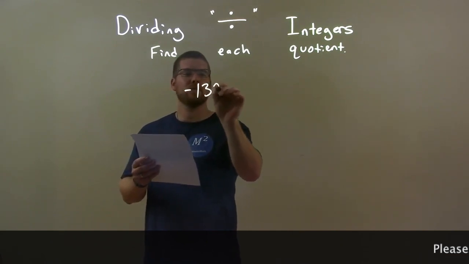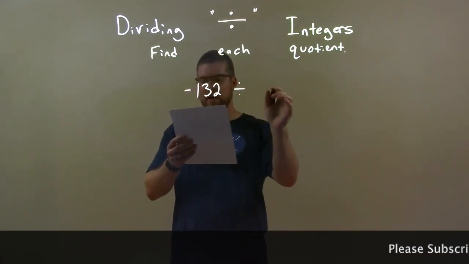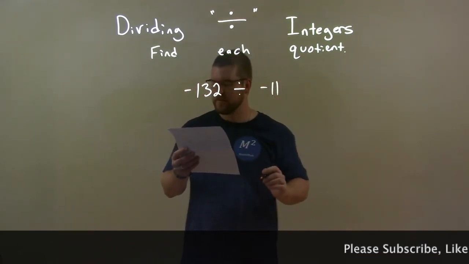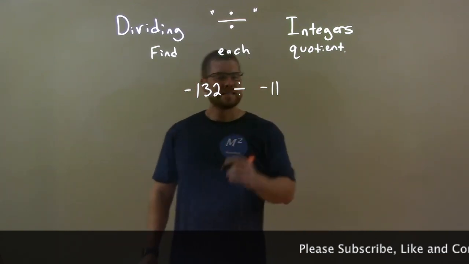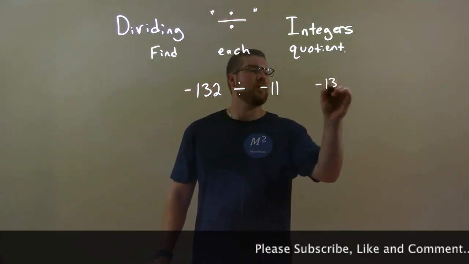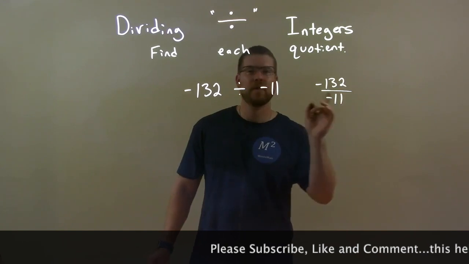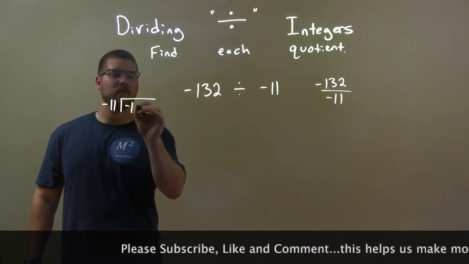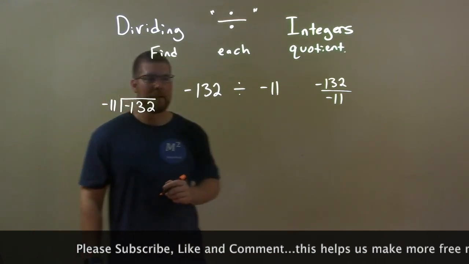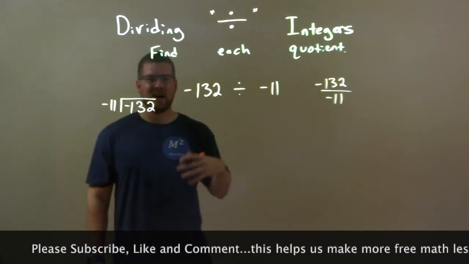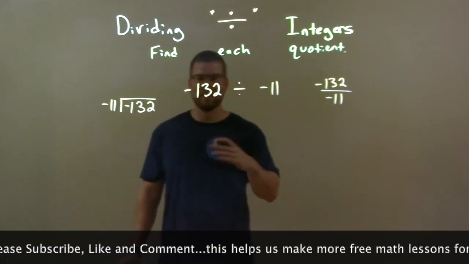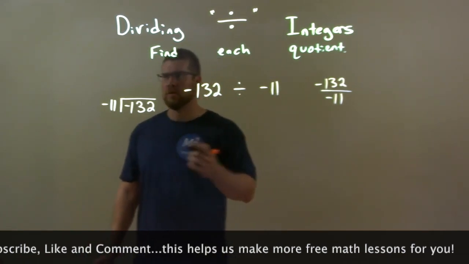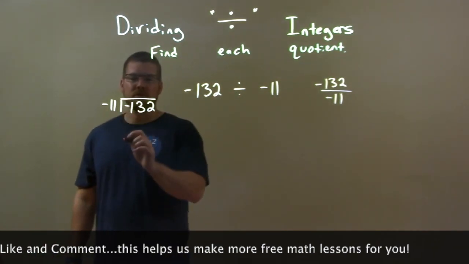Negative 132 divided by negative 11. Okay? Well, we might see this as a fraction, negative 132 over negative 11, or in long division, negative 11 goes into negative 132. Now this one isn't one that's commonly in our times tables, depends on how large your times tables are. But what we can do is long division here.